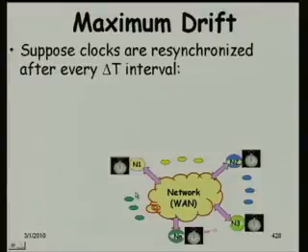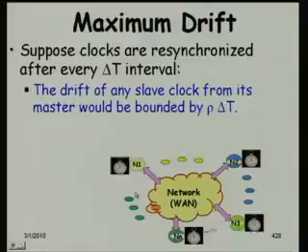Now, suppose the clocks are resynchronized after a delta t interval. Then the maximum drift of one clock, that is one slave, from the master will be rho delta t. Do you agree with this? Because the rate of drift is rho, and they set their time with the master, and let us say the communication time is known to be constant, because if we can't fix a bound on the communication time, then again this will not work.